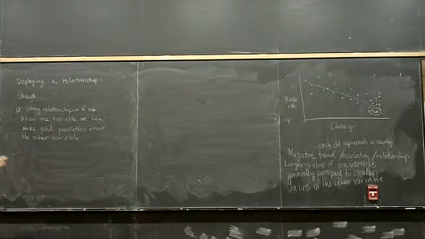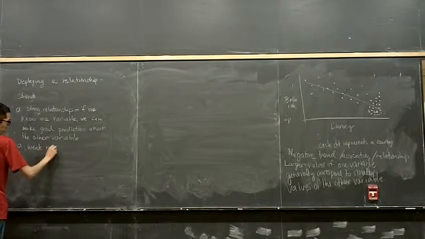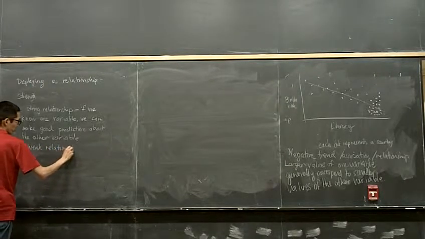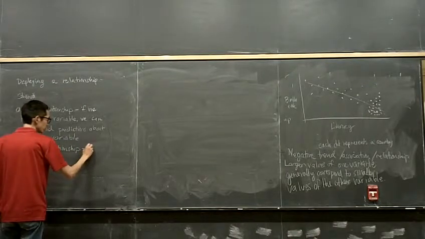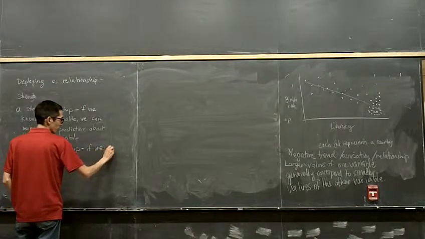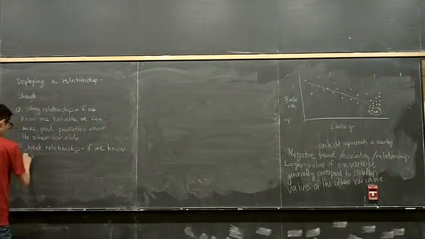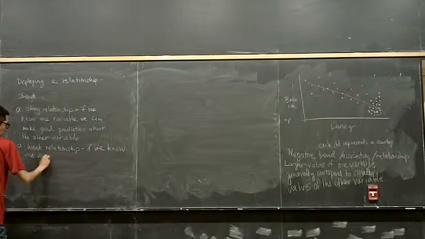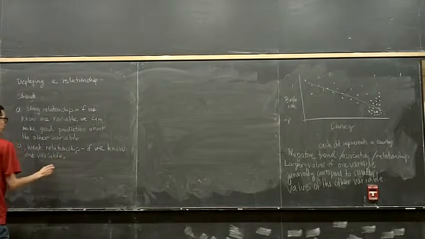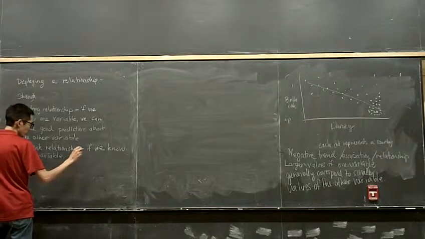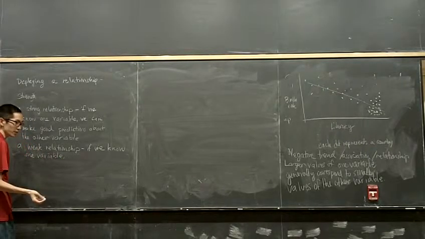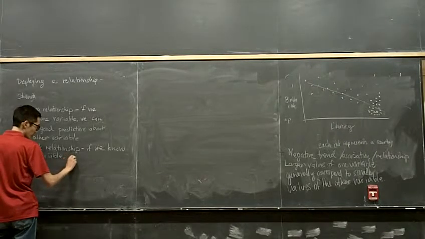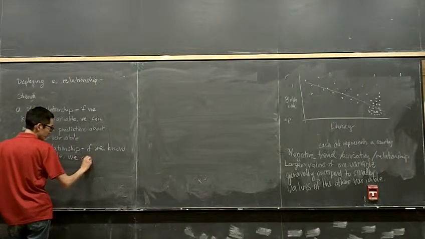A weak relationship says that if we know one variable, our predictions of the other variable are not that great. So we can't make very good predictions.